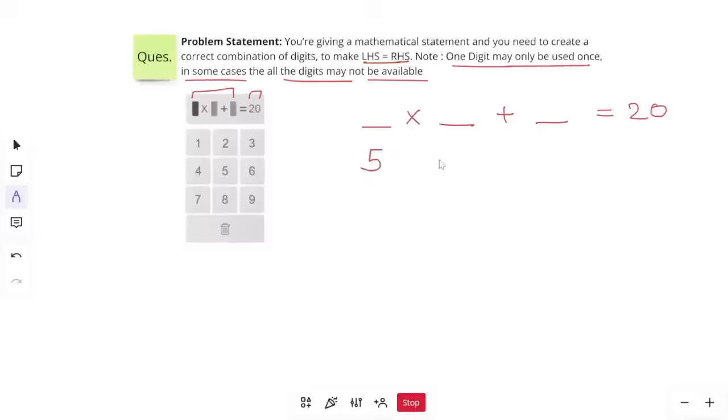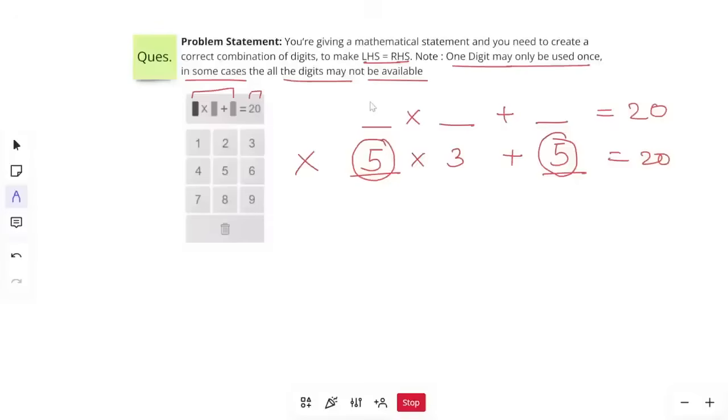One possible way of solving this is 5 into 3 is 15, 15 plus 5 is 20. Now you might think that this is correct and select it, but this is wrong. Why? Because we are already told a condition that one digit should be used only once, and we are using 5 twice in this case. That is why this is a wrong one. Now let's see what can be the correct one.